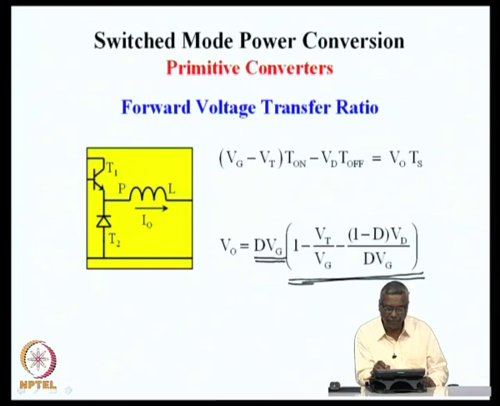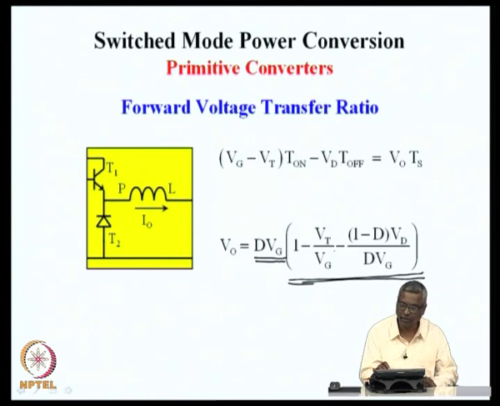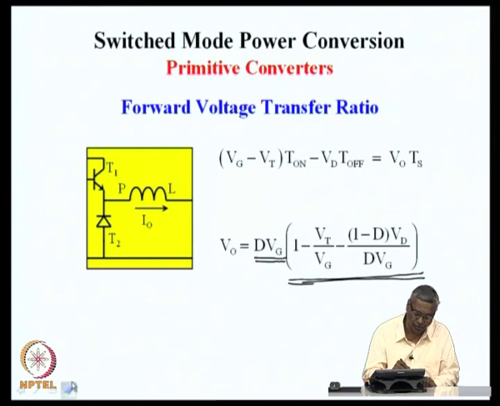So, if we keep these ratios in mind, we will find that the output voltage will differ from the ideal output voltage by a factor which will be less than 1. So, this is the correction factor on the ideal conversion factor. V naught by Vg is now D, which is the ideal gain, multiplied by a correction factor. This correction factor is close to 1, but it is less than 1 by these ratios: transistor voltage by source voltage, diode voltage divided by the output voltage.